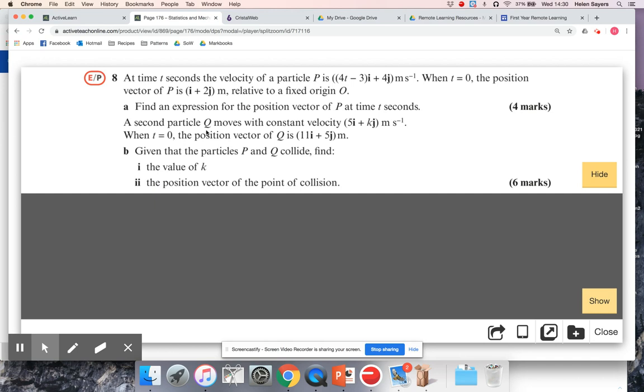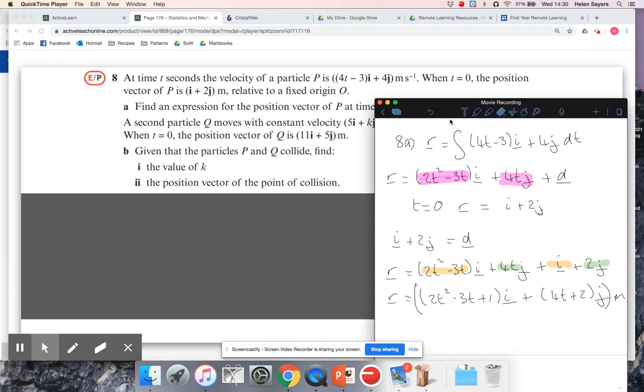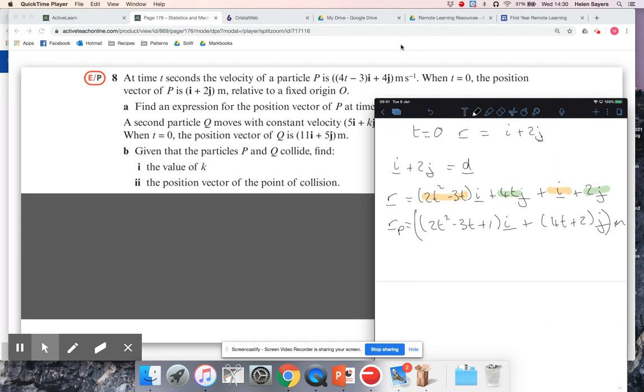Right. So then we've got a second particle Q. So as soon as they start talking about a second particle even, that worries me a little bit in that I don't want to get mixed up. So I'm just going to add a subscript p there. So that's my position of P.